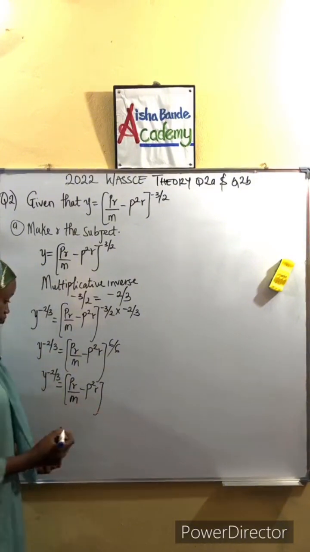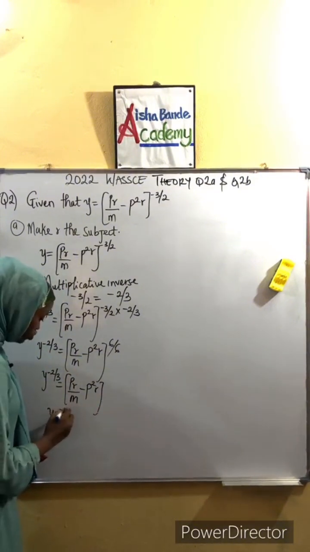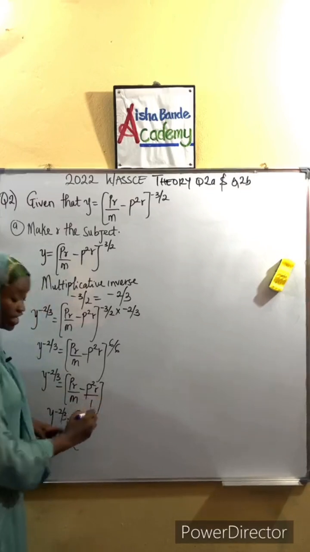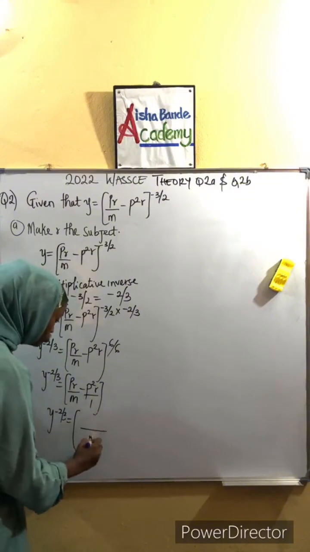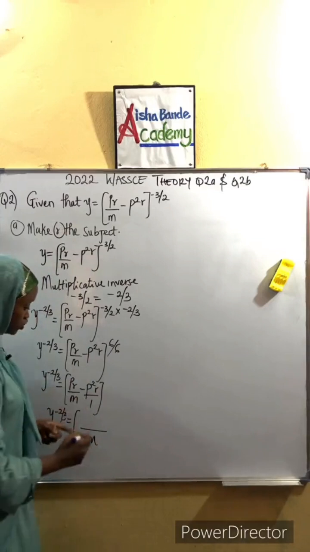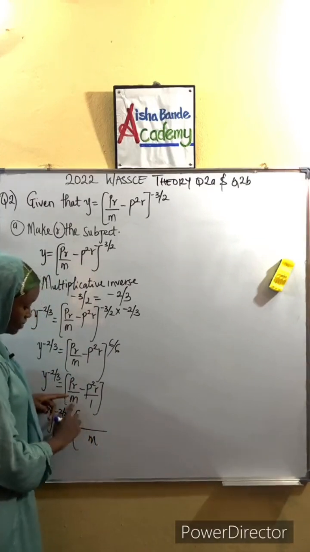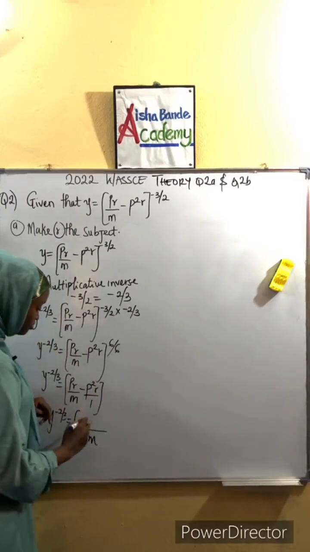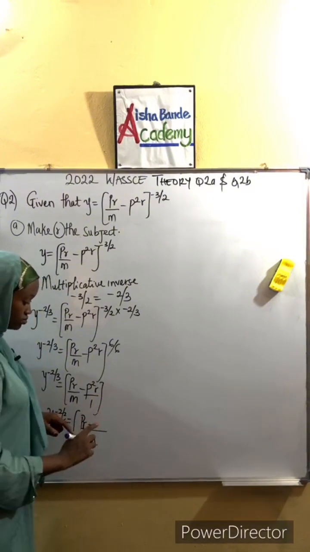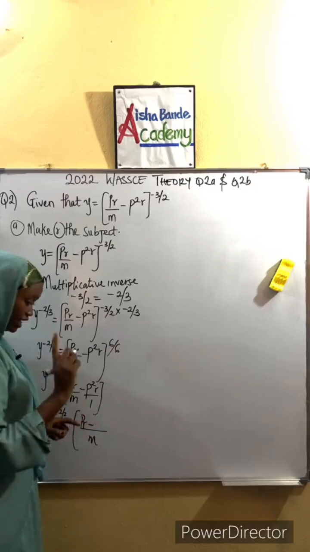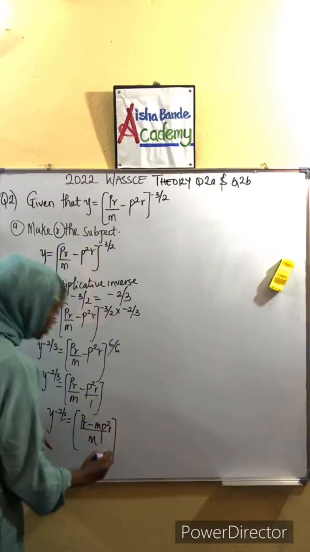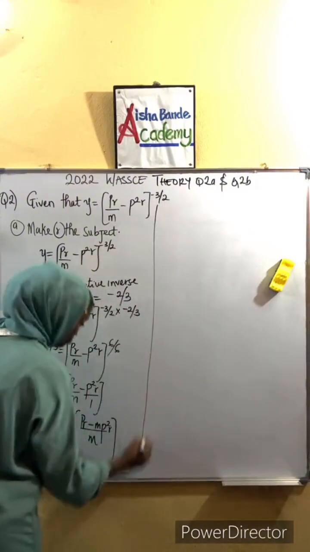So at this point, we say y raised to the power of minus 2 over 3 is equal to, let's take the LCM. This is the same thing as saying over 1, so the LCM here is going to be m. And remember, what we want to make the subject of the formula is this letter r. So from here we have m divided by m is 1, 1 times pr gives us pr, minus m divided by 1 is m, then m times p squared r gives us mp squared r. We close the brackets.